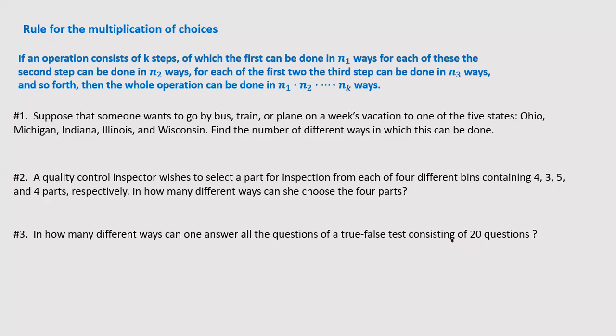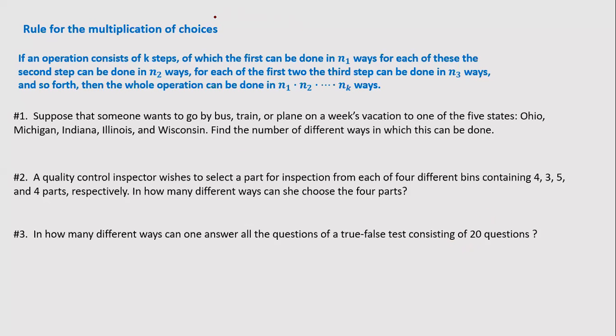All right, so now let's take a look at our first problem here. If you have the notes, make sure you go back to our first problem. The first problem tells you: suppose somebody wants to go by bus, train, or plane for a weekend vacation to one of the 5 states. This person wants to go to Ohio, Michigan, Indiana, Illinois, or Wisconsin. Find out how many different ways this can be done.